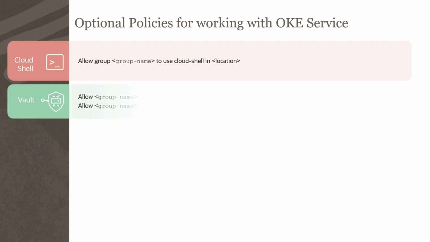Let's look at the vault related policy. To enable a user group to select master encryption keys and vaults in the vault service when creating and modifying clusters using the console, you must grant them the read vaults as well as read keys permissions.